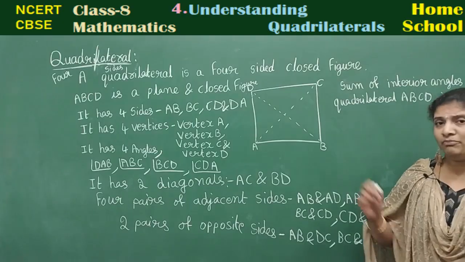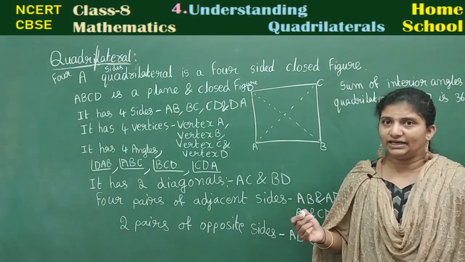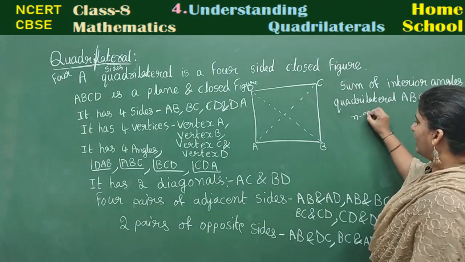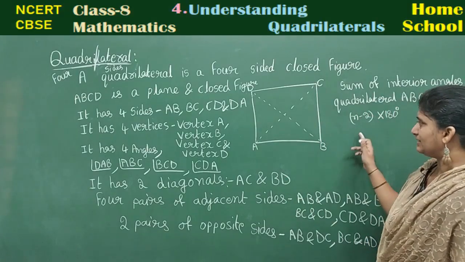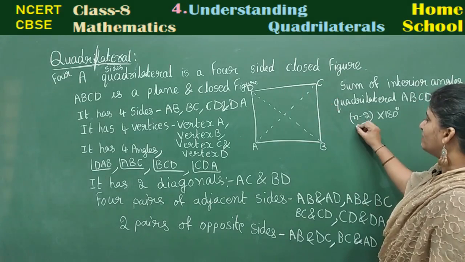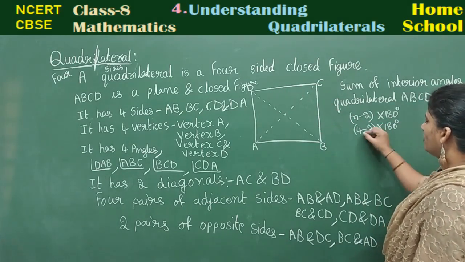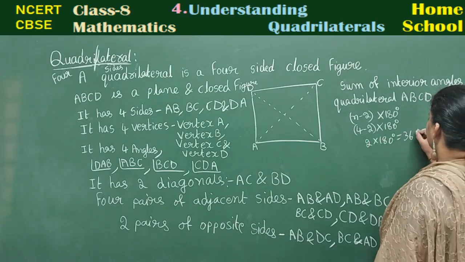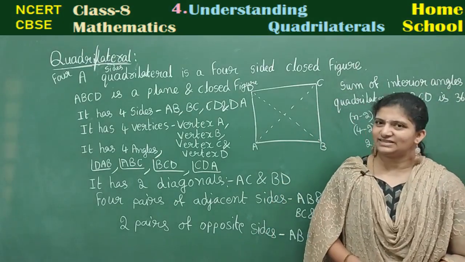Do you remember? In polygons we have seen one formula, that is (n minus 2) into 180 degrees. N indicates the number of sides. You can remember this one. How do we get the interior angle sum? How many sides does a quadrilateral have? 4 sides. N value is 4. 4 minus 2 into 180 degrees. 4 minus 2 will be 2. 2 into 180. It will be 360 degrees. Sum of the interior angles of a quadrilateral is equal to 360 degrees.